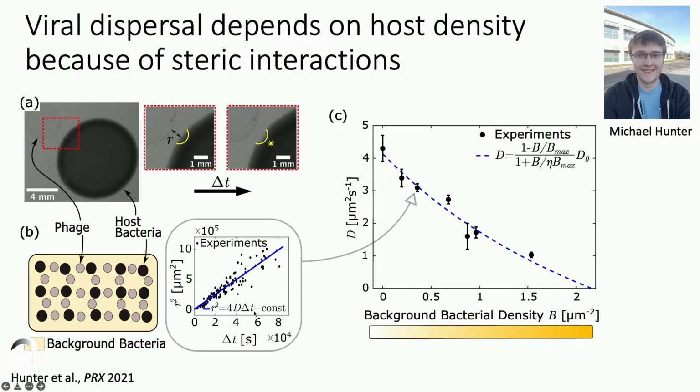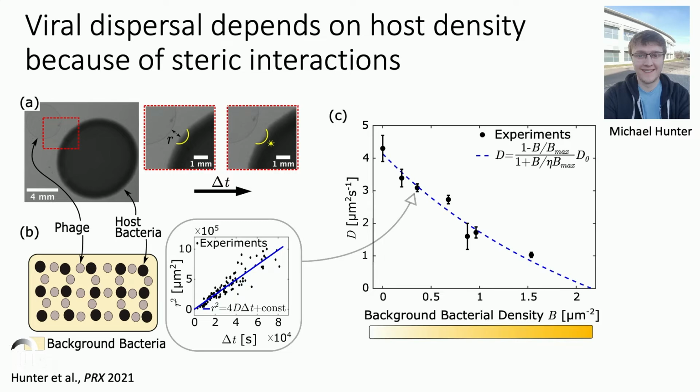So if you do this measurement as a function of this bacterial density, you get this nice relationship between the diffusion coefficient of the phage D and the bacterial density B, which actually well recapitulates what you would get in a colloidal suspension of cells. So it's a quite well-studied soft matter problem.